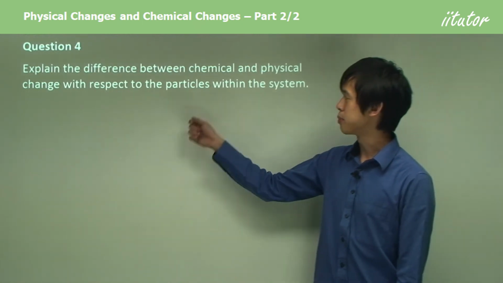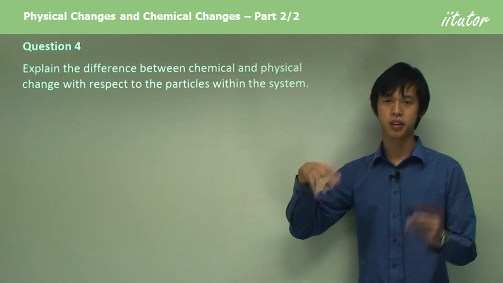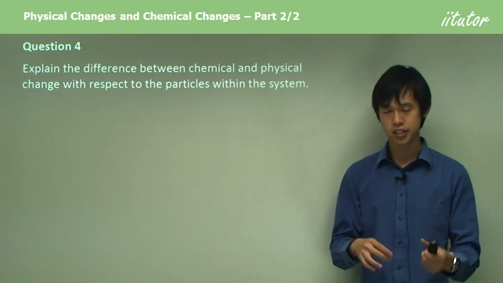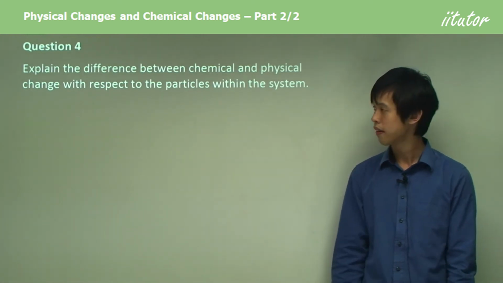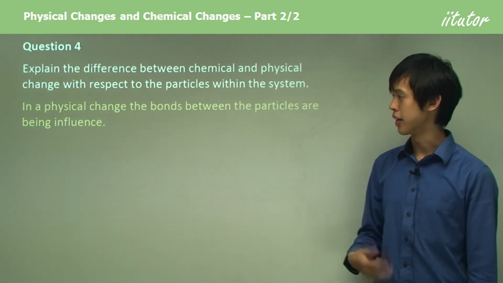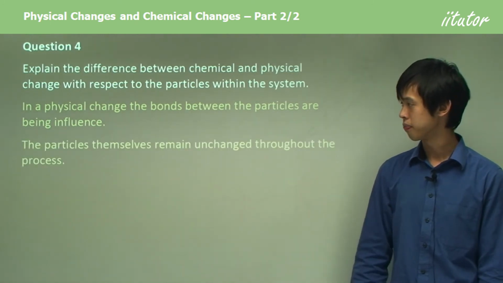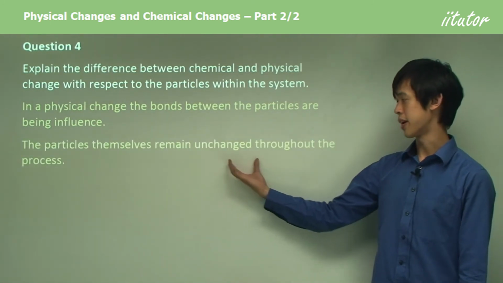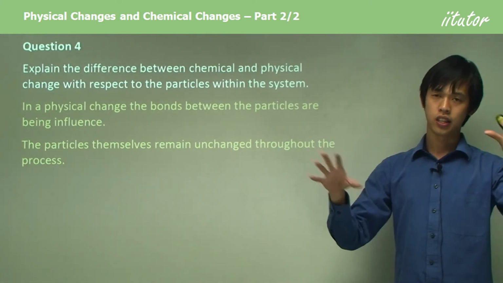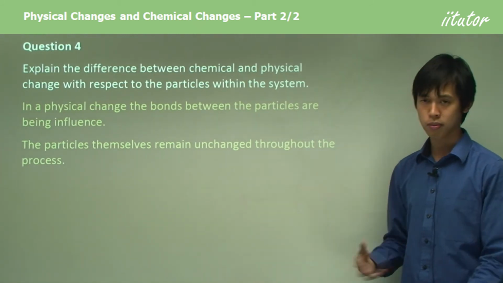Okay, explain the difference between chemical and physical change with respect to the particles within the system. Okay, now we're going to try and explain what is actually happening physically inside each of these systems. Well, in a physical change, the bonds between the particles are being influenced. So the bonds between particles are the ones that are being changed. The particles themselves remain unchanged throughout the process. So the particles are happy to just move around. Your reaction will just shift them around a little bit or give them more space to move, something like that.